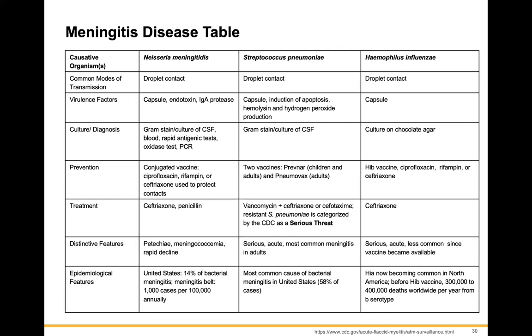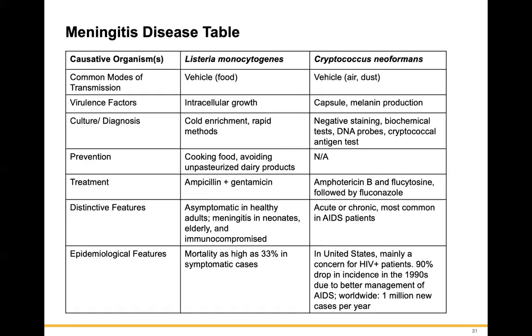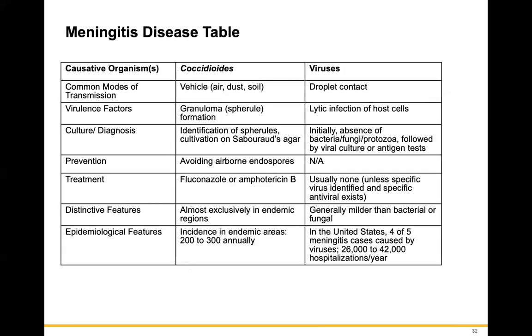And here, as you saw from chapter 18, there are these summary tables that go over the mode of transmission, some virulence factors, prevention, treatments, some distinctive features. And here are the tables for our cases of meningitis.